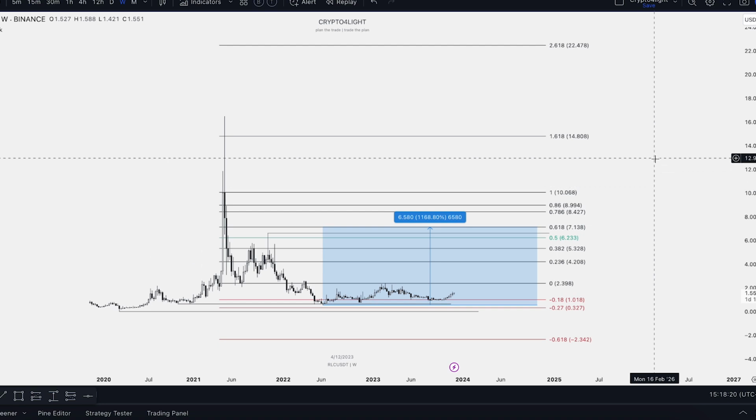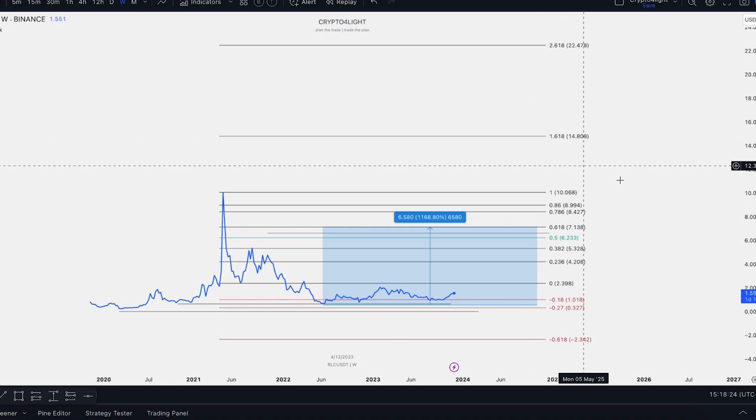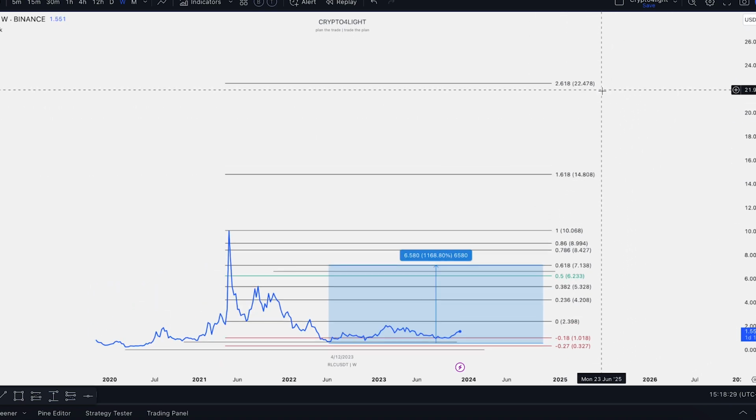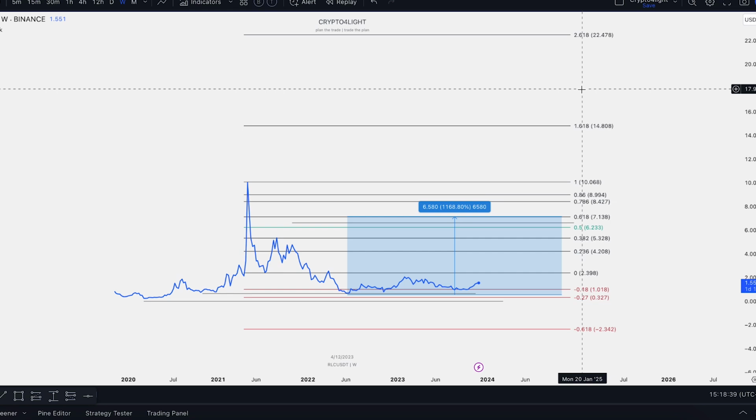To hit new all-time high, we have to reach at least, if we count by line chart here, $14.80 and $22. $14 is going to be 1 billion market cap, and $22, it's 1.6 billion market cap. Both of these scenarios are possible.